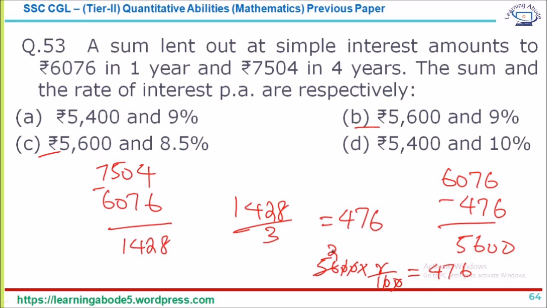So I'll take 7 first. This is 8 and this is 68. Okay, and this is 2 and this is 17. So I get R is equal to 8.5%. That's option C. Option C is the answer for question number 53.